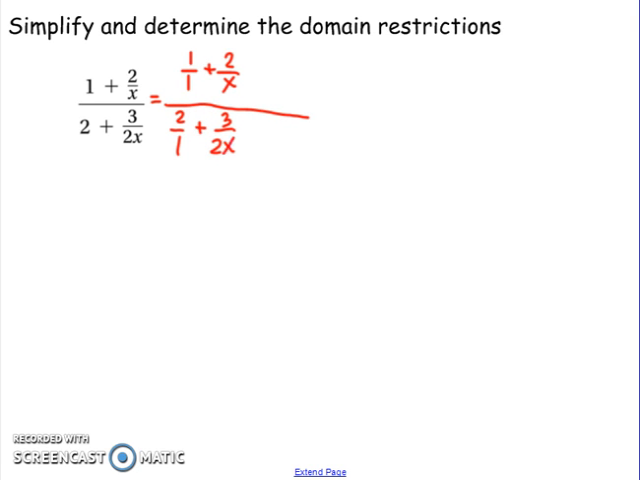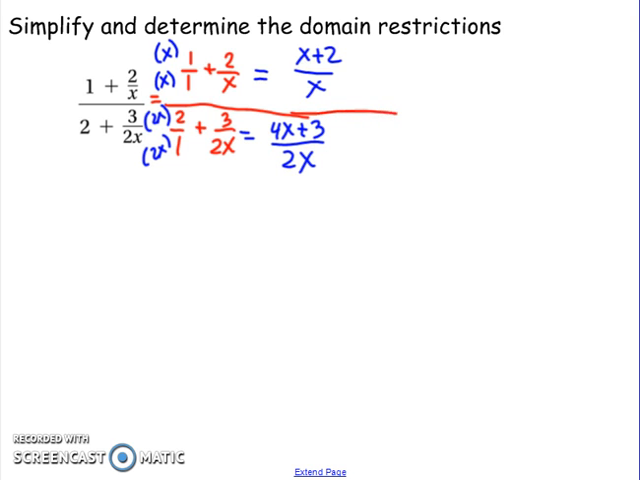So I need an x on the first fraction. So this is going to become x plus 2 over x. On the bottom, I need a 2x for the first fraction. So this is going to become 4x plus 3 over 2x. So now that, I'm just going to extend that line. So now the top is x plus 2 over x. The bottom is 4x plus 3 over 2x.